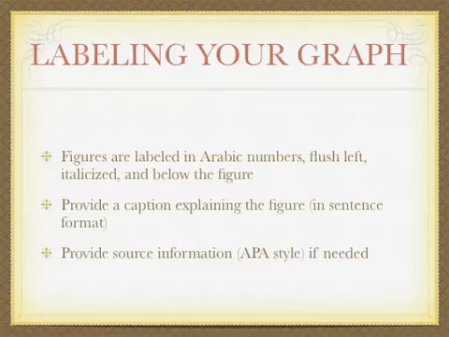Labeling your graph in text. Underneath the actual graph, let's say you have a pie chart, underneath in Arabic numbers, all the way flush left, in italics, you will label the figure. For example, figure 1, period, and that would be in italics over on the left side. After you write that part, then you would put a caption explaining what the figure actually represents. So you would have figure 1, period, in italics, and then this explanation would not be in italics. If this is a chart or graphic you've taken from somewhere else, you'll need to include the source information in text, as well as in your final reference page.